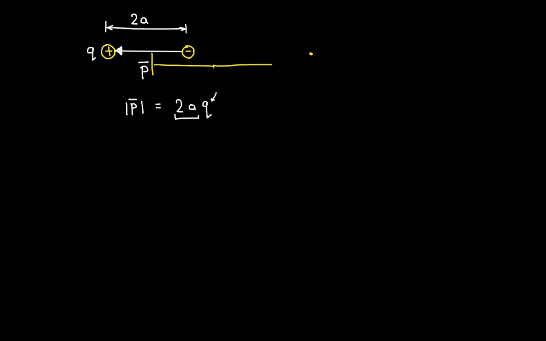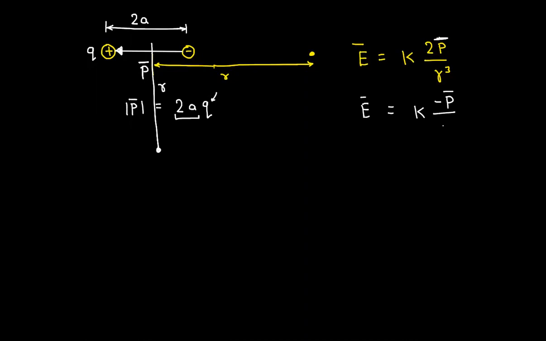Fine. So the electric field along the axis over here, what is it? Kp by r q, at a distance of r over here? Electric field, no, that is not correct. Electric field is K into 2P by r cube. So along the axis, the electric field is in the direction of P, the direction of dipole moment. Fine. And at a distance of r at the equatorial plane over here, what is the electric field? Minus Kp by r cube.